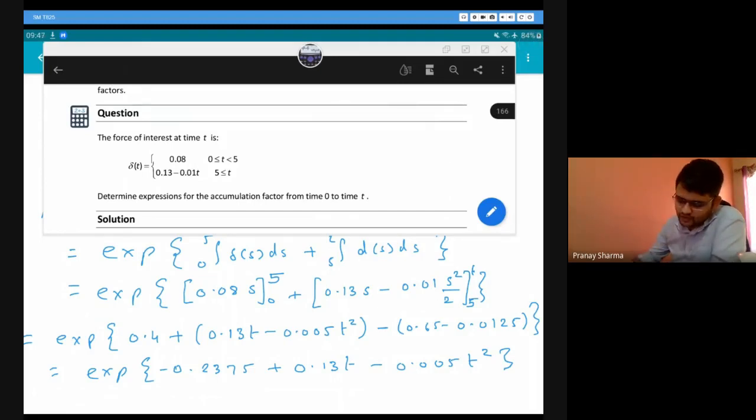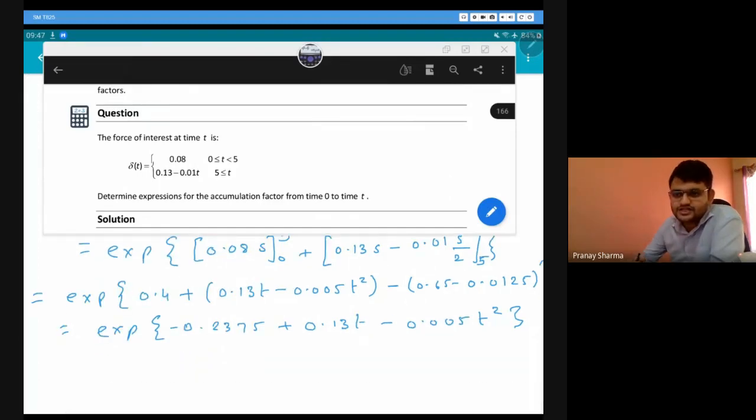So this is how we do it when we have two different accumulation factors for two different times. Okay, we'll add them. That is how integration works, right? We can split the integration from between, and we can write them as addition of two different ranges. That is what we have done here.